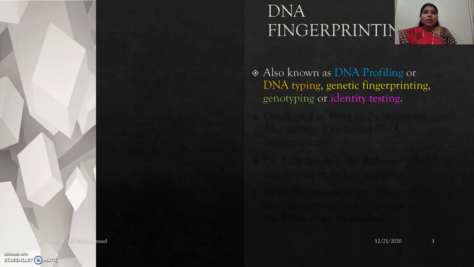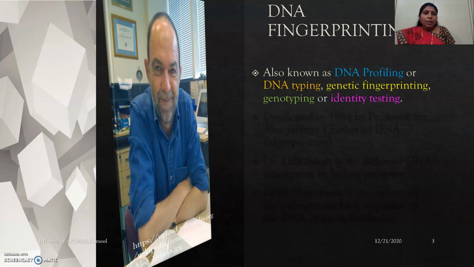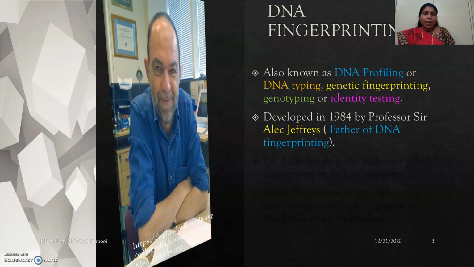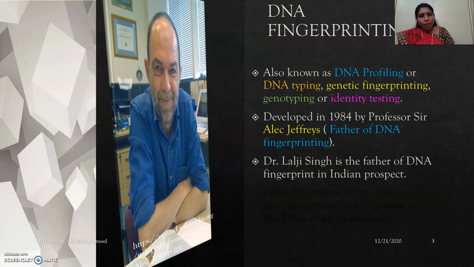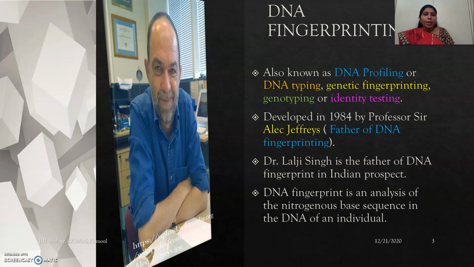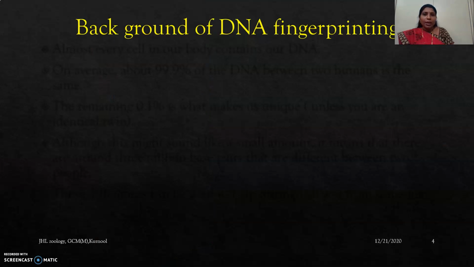Now let us see what is DNA fingerprinting. DNA fingerprinting is also known as DNA profiling, DNA typing, genetic fingerprinting, genotyping, or identity testing. It was developed by Alec Jeffreys in 1984. He is a geneticist, known as the father of DNA fingerprinting. In the Indian context, Dr. Lalji Singh is the father of DNA fingerprinting. He solved Rajiv Gandhi's murder case. DNA fingerprint is an analysis of the nitrogenous base sequence in the DNA of an individual.